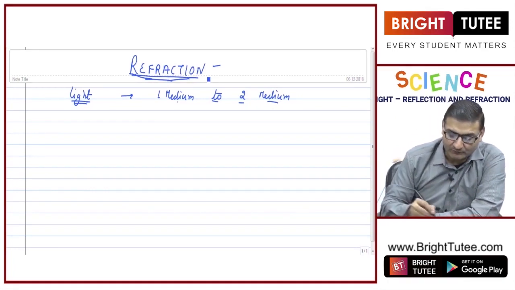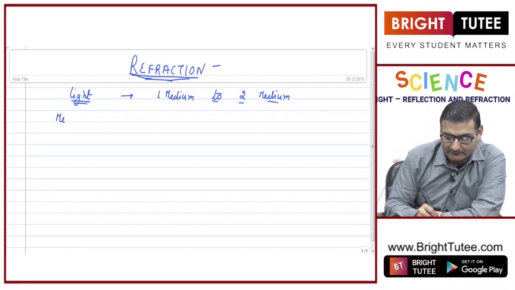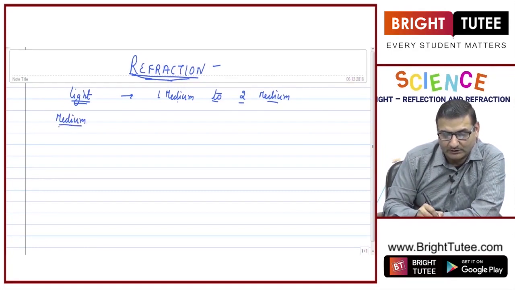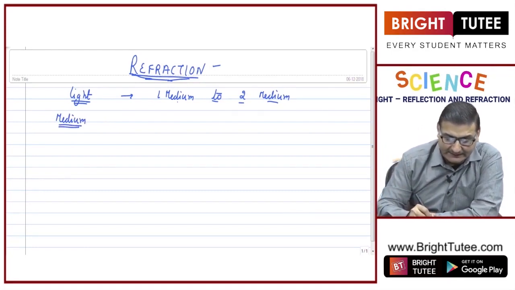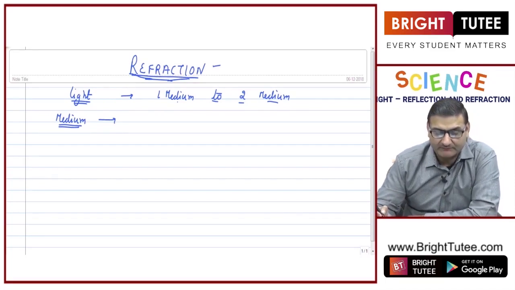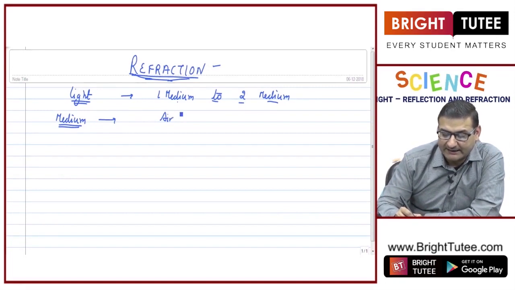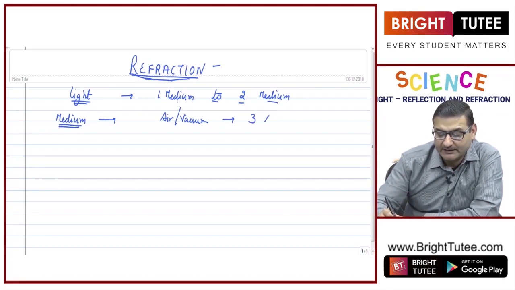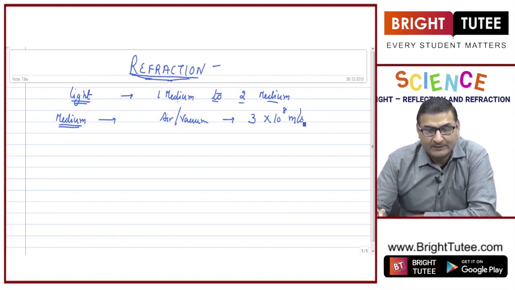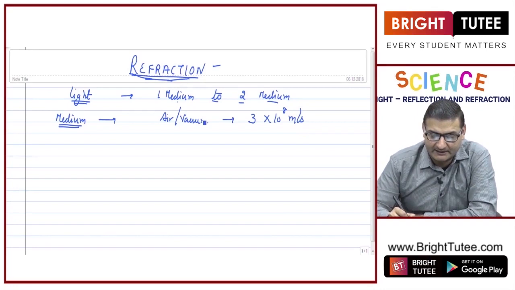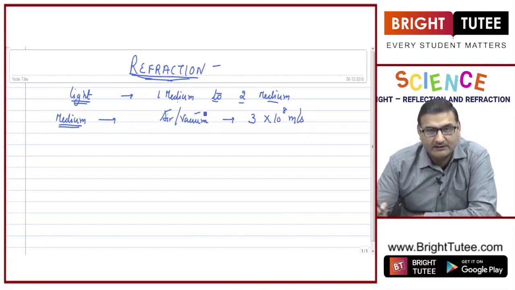Before understanding it, we need to know that when we are talking about different media, plural of medium, in different media the speed of light is different. We must know that the speed of light in air and vacuum is taken to be 3 into 10 to the power 8 meter per second. Actually, this is the speed of light in vacuum, and there is just a very slight variation in air. So we take the same speed in air as well as in vacuum.